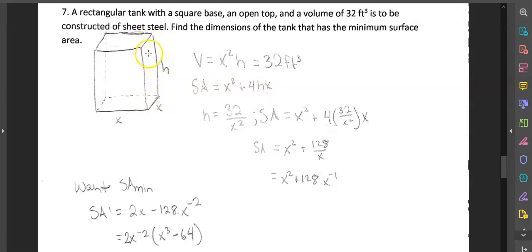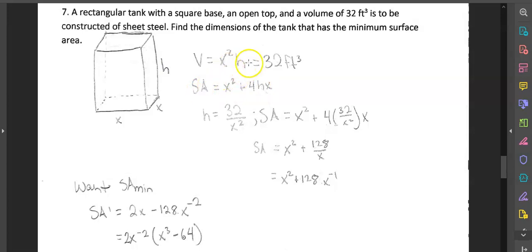And then the area of each one of these, actually these are rectangles, the area of each of these rectangles is going to be x times h. So that's why we have 4hx, because you have 1, 2, 3, 4 faces going all around this box. So you have the base plus the 4 sides going around. That's how we get our surface area formula.